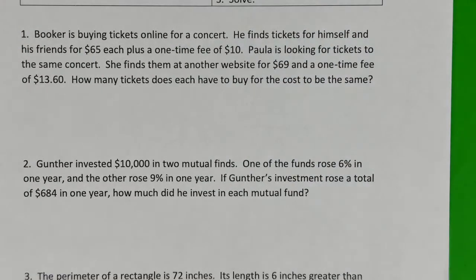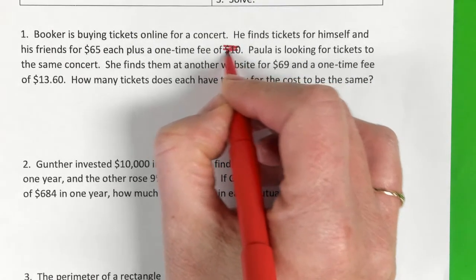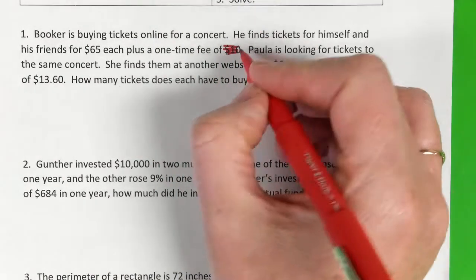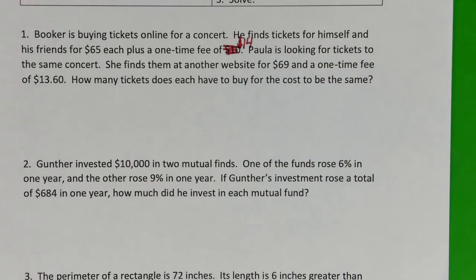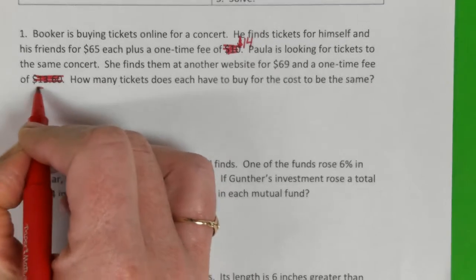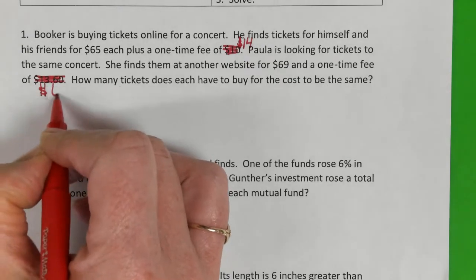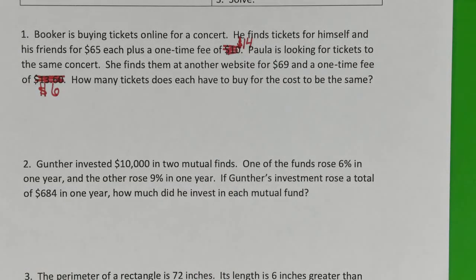I do want to change some of these numbers because I realized it doesn't work for us. It would work for writing, but not for solving. So we're going to change that to 14, and we're going to change this number to 6. Okay, sorry about that.